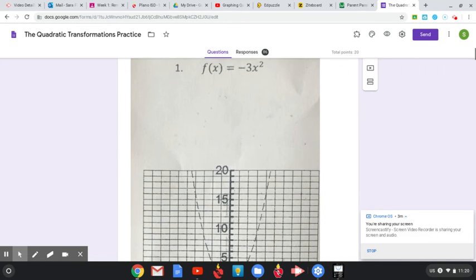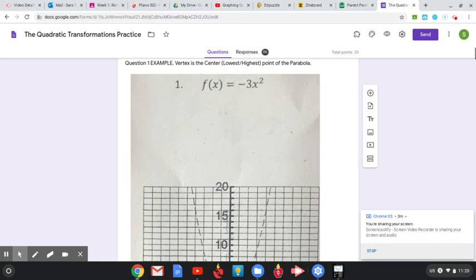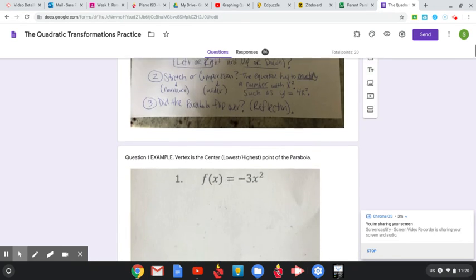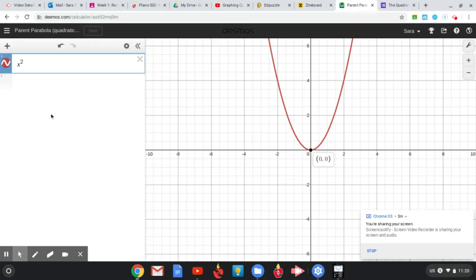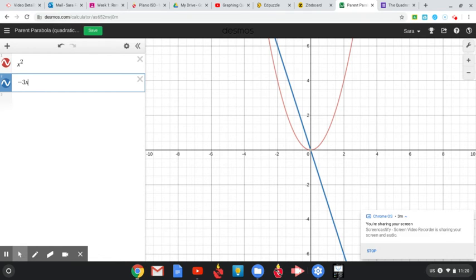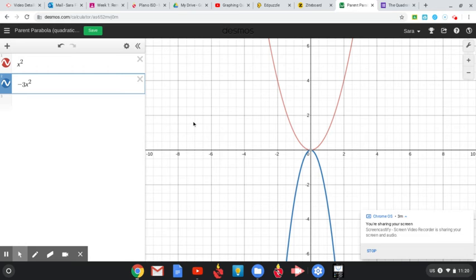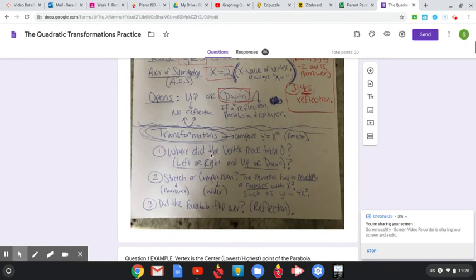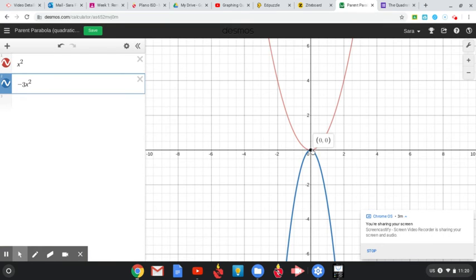So the first one I want to look at is this example here. We have negative 3x squared. So I can make a second equation, negative 3x squared. So we want to compare. Question 1, where did the vertex move from 0? Well, for this blue graph, did the vertex move from 0? Yes or no? No, it did not.